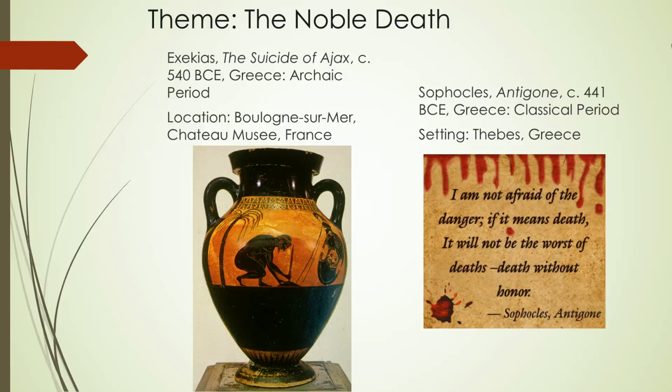Some of these prompts kind of flow into one another, so it's not asking you to repeat information. The archaic Greek vase by painter and potter Exekias dates from around 540 BCE and is currently located in the Chateau Musée in Boulogne-sur-Mer, France. Sophocles' classical Greek tragedy was written about 100 years later, circa 441 BCE. The story takes place in Thebes.